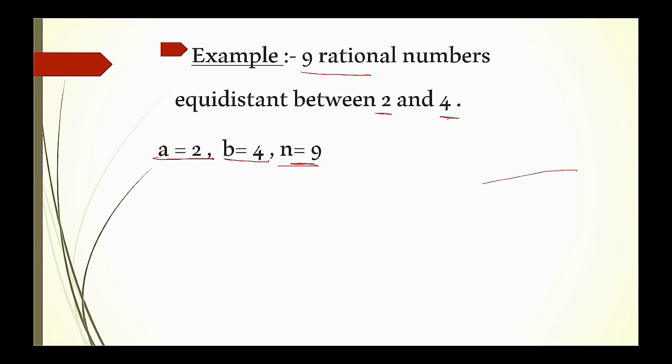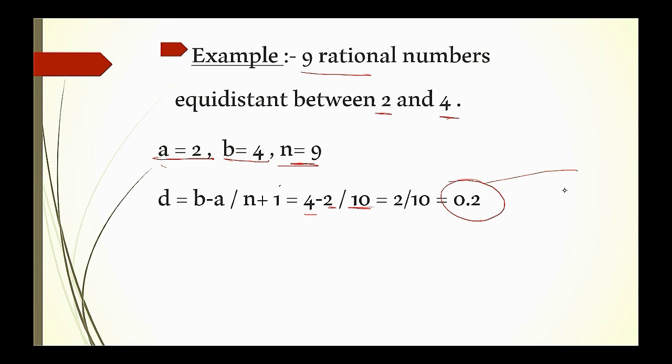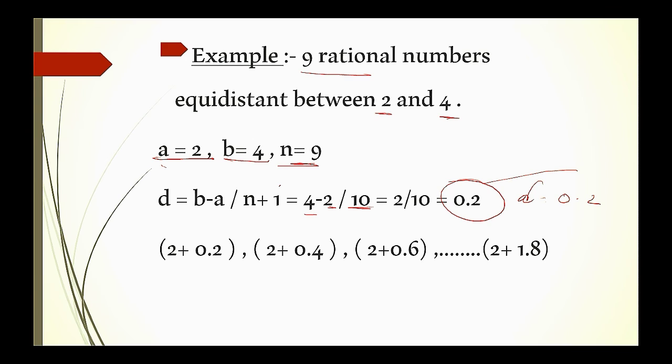The formula is d is equal to (b minus a) divided by (n plus 1). When I substitute, b is 4, 4 minus a, which is 2, gives 2, divided by 10, because 9 plus 1 is 10. When I divide 2 by 10, the answer is 0.2. So d is 0.2. Then the next step is to add d and its multiples to a.